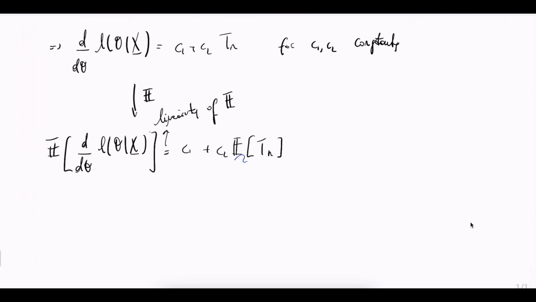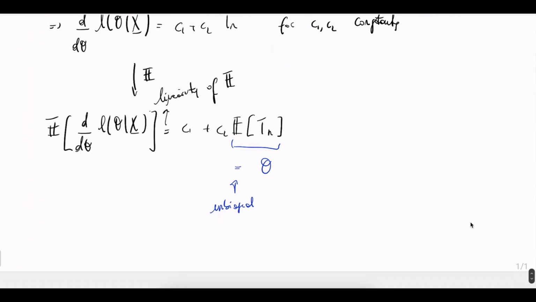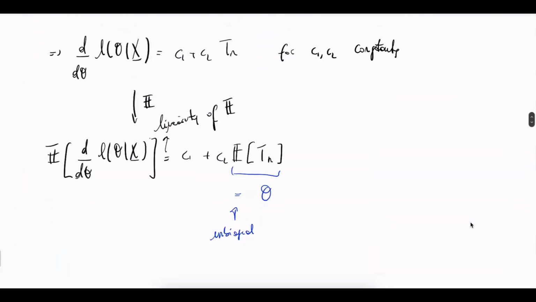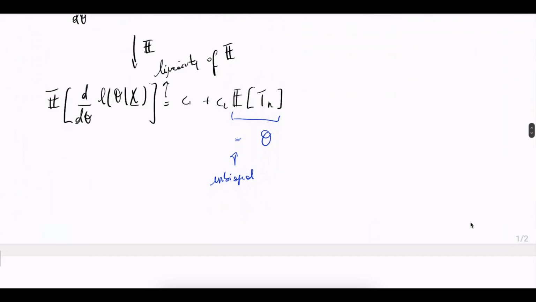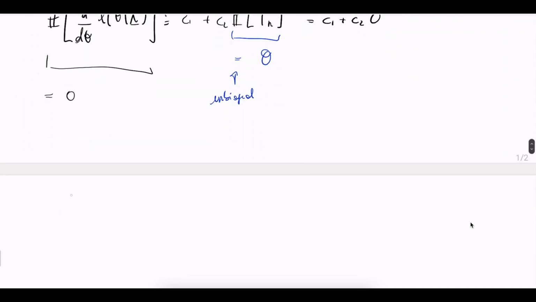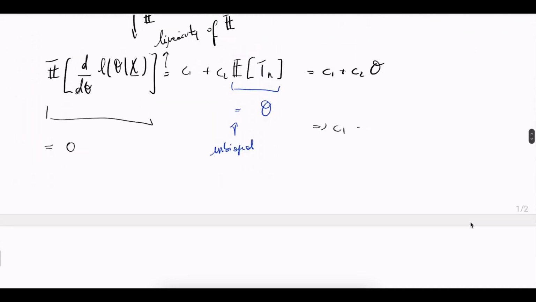Tn is unbiased. That's what I like to do: I like to write the reason why I'm doing some things on the equal sign. Perfect. So this comes down to C1 plus C2 theta, and this is actually 0 because the expectation of a score function is 0. So what we found here is that C1 is equal to minus C2 theta.